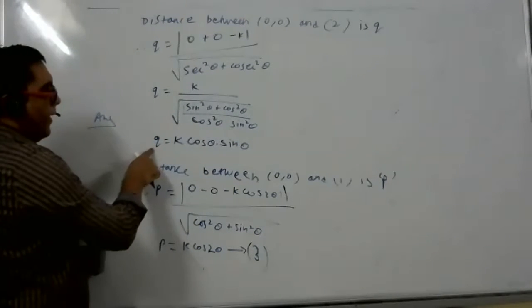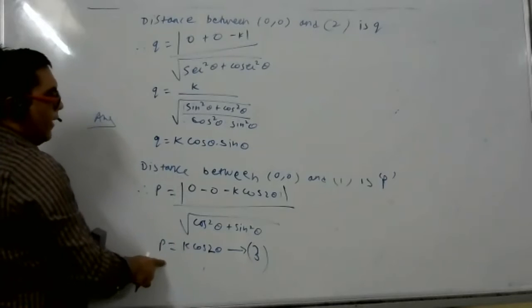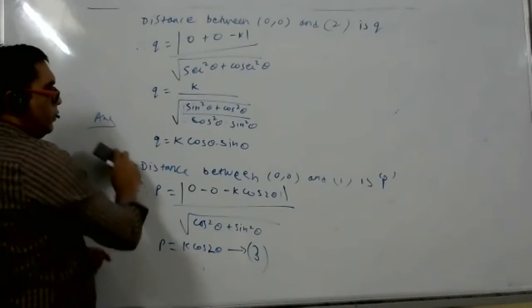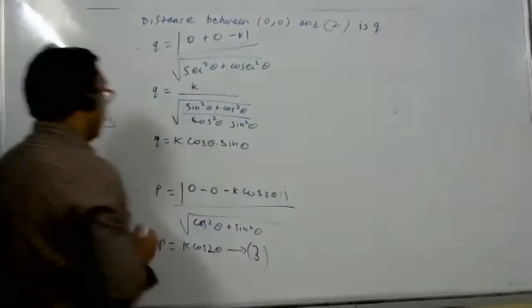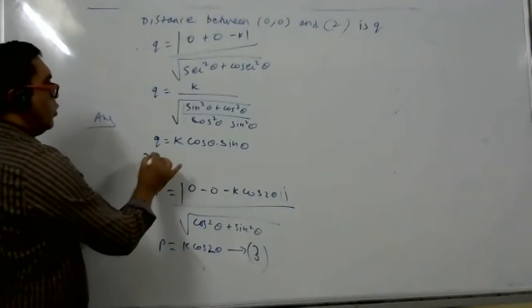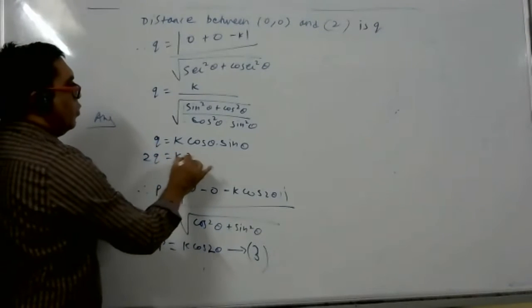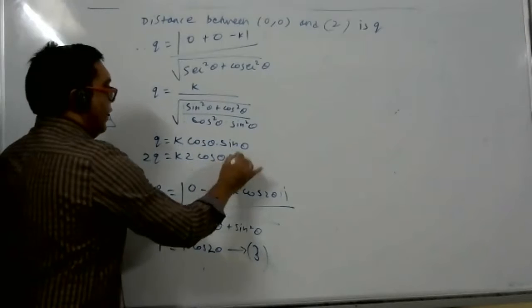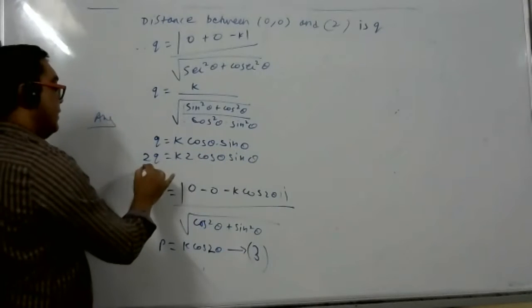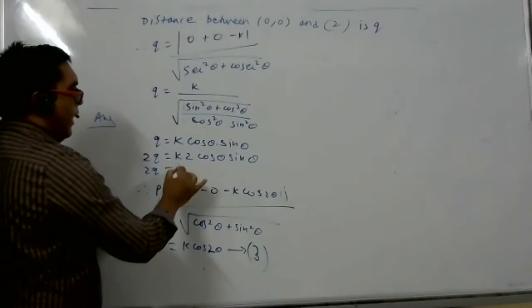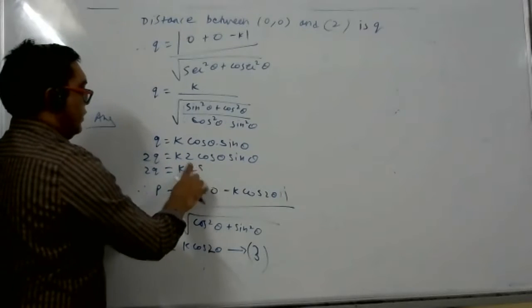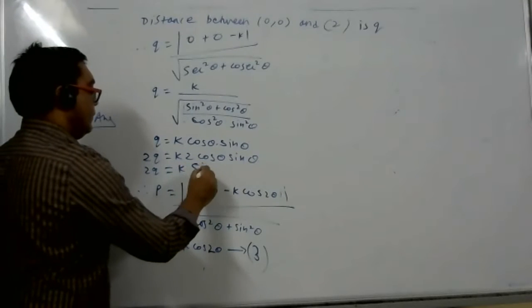So this is the Q value and this is the P value. Sir, now what can we do? Sir, we can write Q as K sin 2 theta by 2. So now we will multiply by 2. 2Q is equal to K times 2 cos theta sin theta. Does anybody know the value of 2 cos theta sin theta, students? Sin 2 theta. So it will become K sin 2 theta.